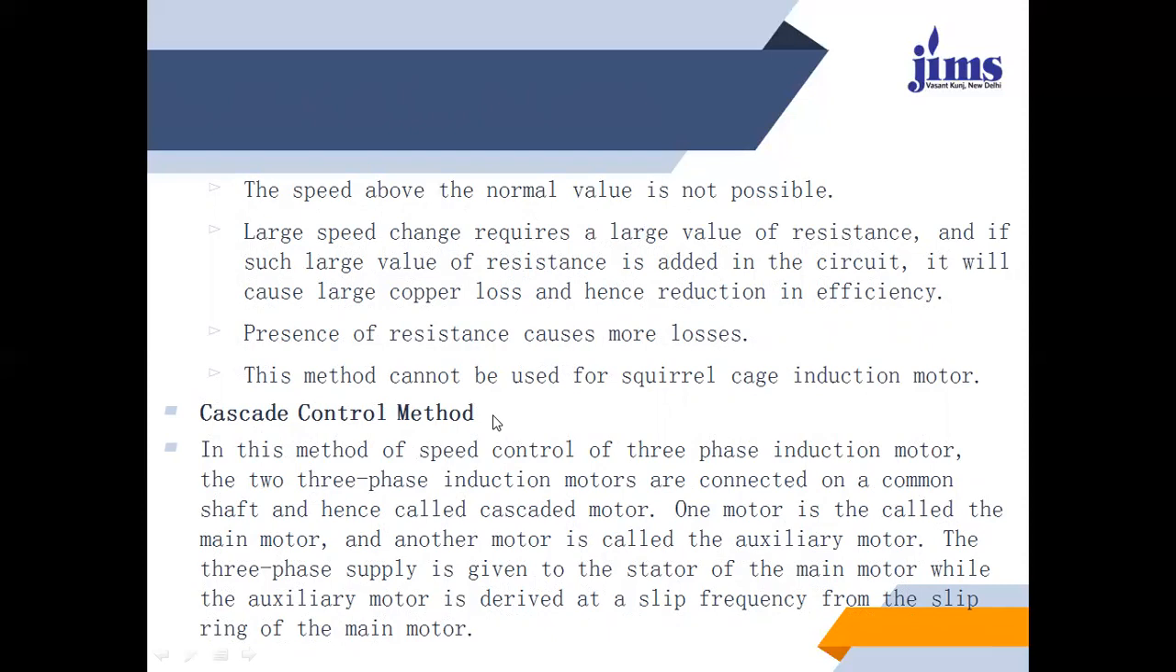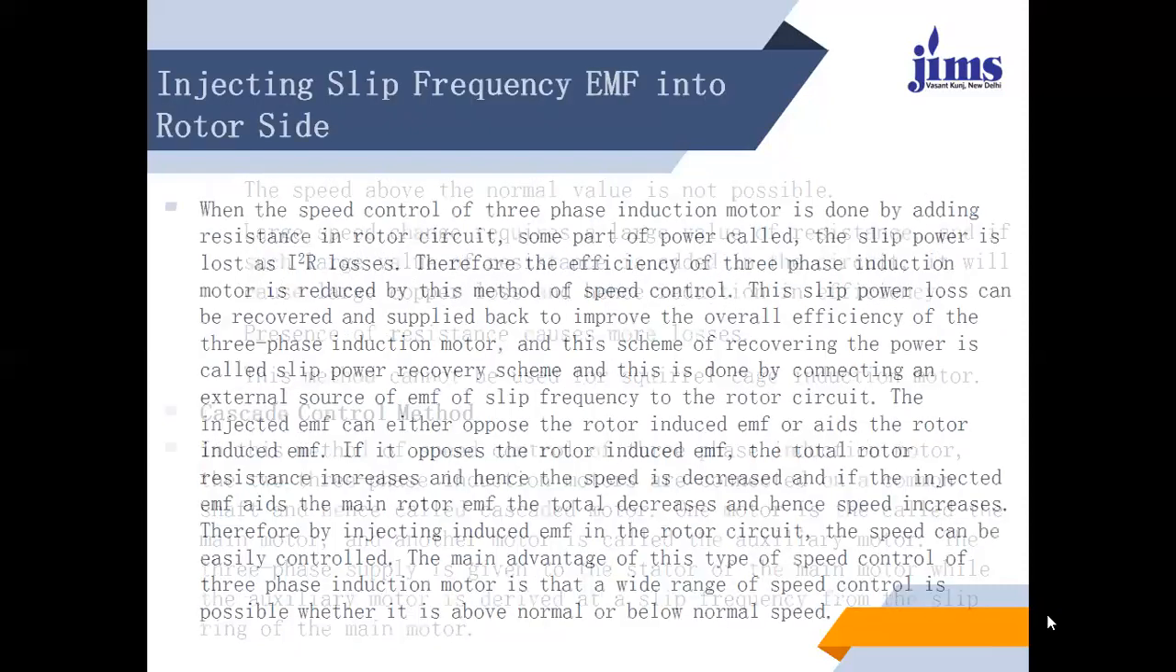Next is the cascade control method. In this method of speed control of a three-phase induction motor, two three-phase induction motors are connected on a common shaft and hence are called cascaded motors. One motor is called the main motor, and the other motor is called the auxiliary motor. The three-phase supply is given to the stator of the main motor, while the auxiliary motor is driven at slip frequency from the slip ring of the main motor.